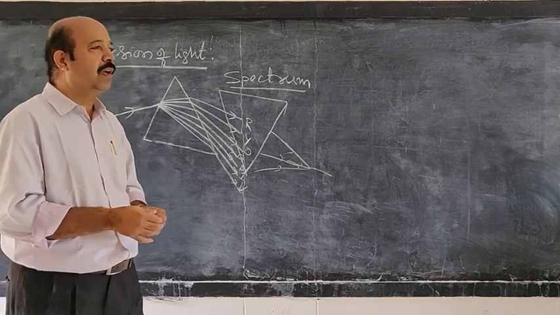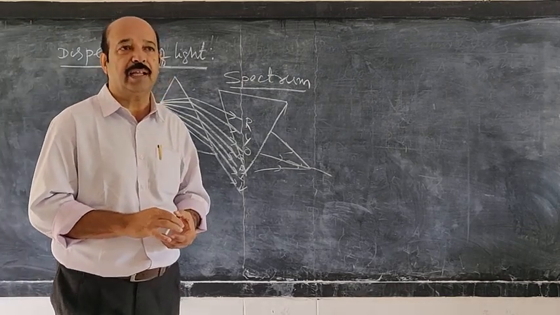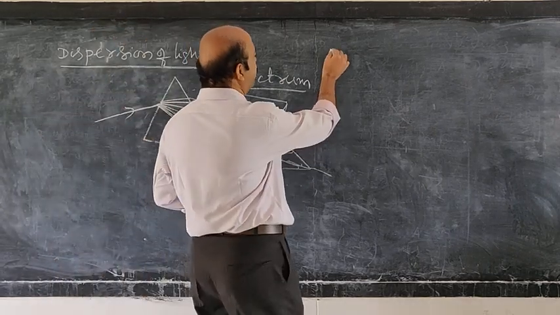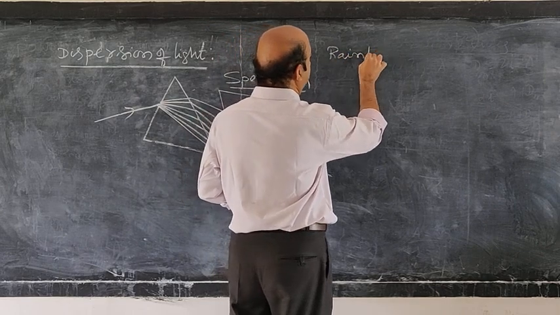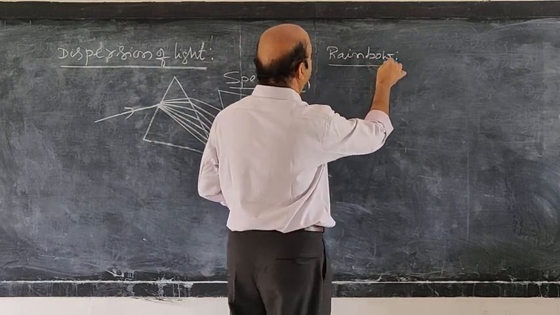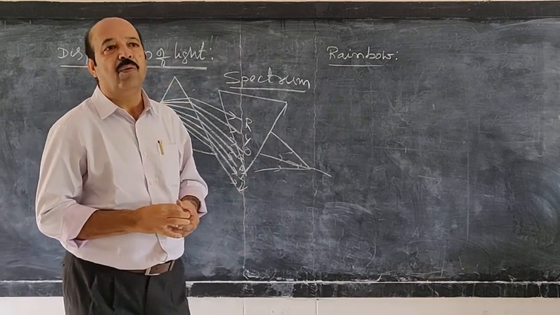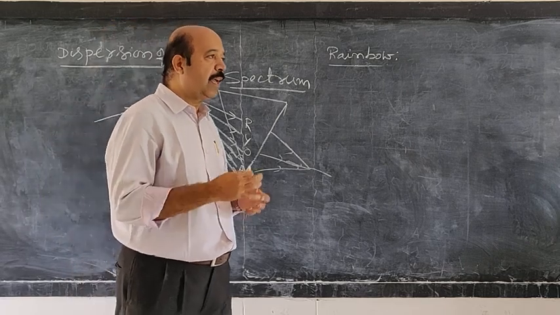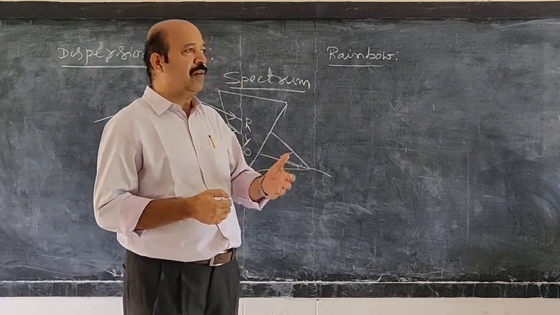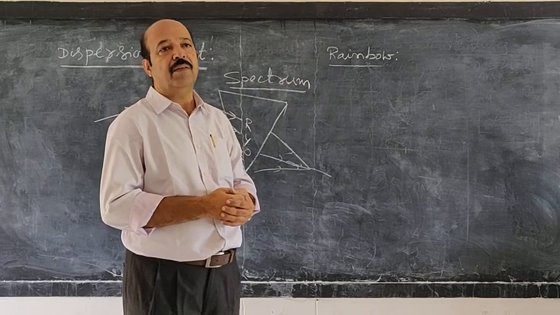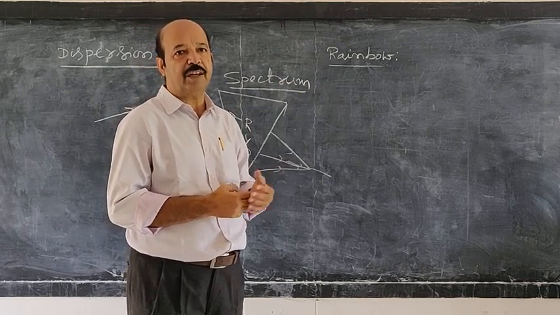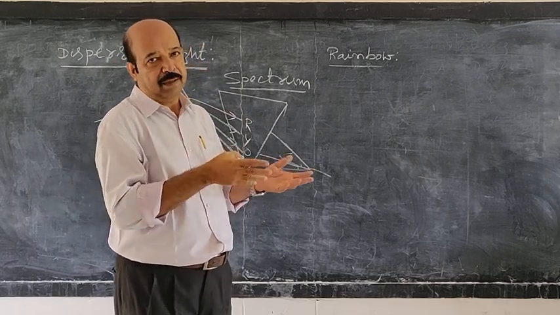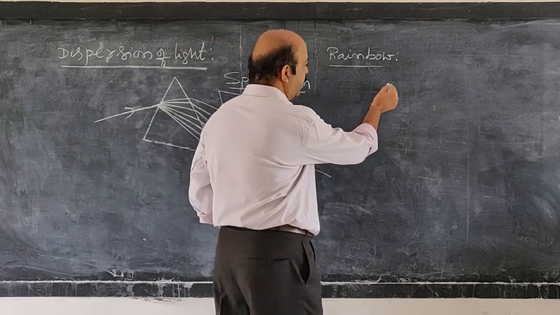Okay, so there are several observations we can discuss in nature. One is formation of rainbow. A rainbow is an example of dispersion of light by water droplets present in the atmosphere. What happens is, when it rains or when there are suspended water droplets in the atmosphere, the light coming from the sun passes through the droplets and dispersion takes place. So it can be explained like this.